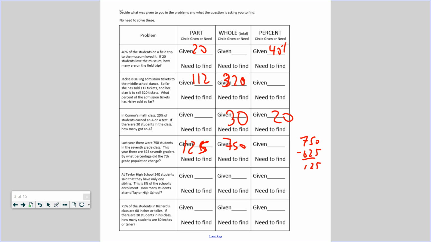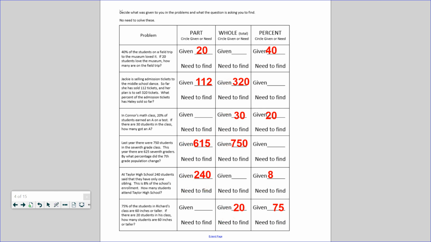At Taylor High School, 240 students said they have only one sibling. This is 8% of the school's enrollment. How many students attend Taylor High School? So 8% goes right here. 240, that's the part of the school who have a sibling. Because we know Taylor High School has thousands and thousands of students, so we know it can't be the total. And 75% of students in Richard's class are 60 inches or taller. If there are 20 students in this class, that's the total number of students in the class, so it goes right here. How many students are 60 inches or taller? And that is our answer.